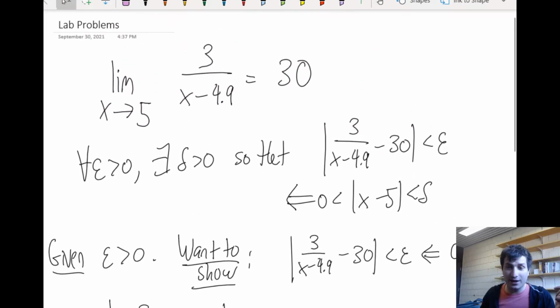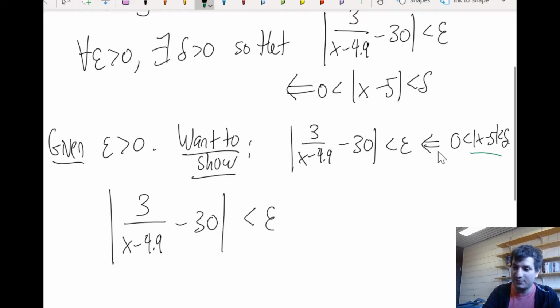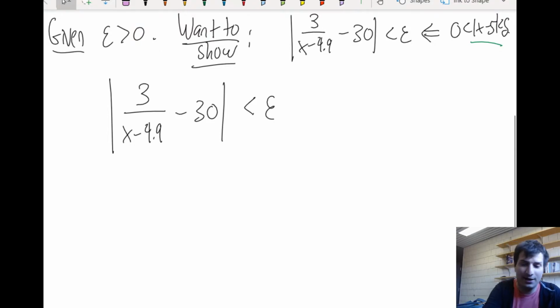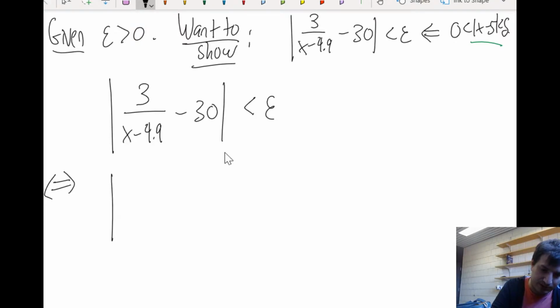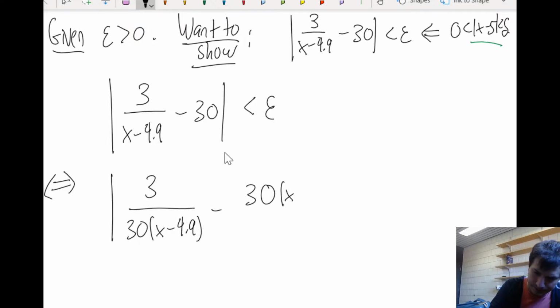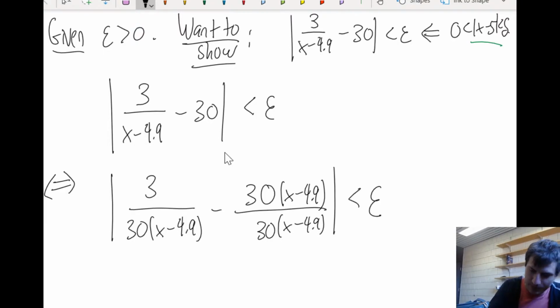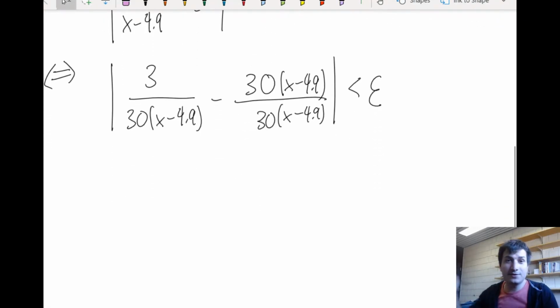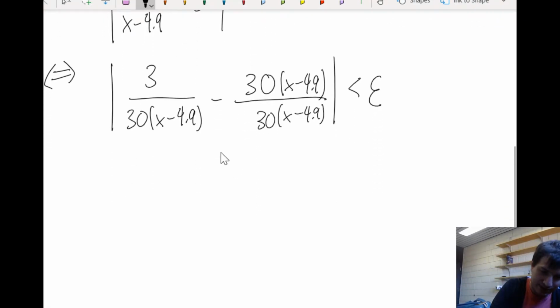I need an x minus 5 to appear. My target is an x minus 5. I don't see an x minus 5 yet, so I'm just going to simplify and hope that an x minus 5 appears. So let's try that. I'll try a common denominator and try to get this thing to work. Okay, there it is. This is somewhat annoying, but I guess you've got to do it.